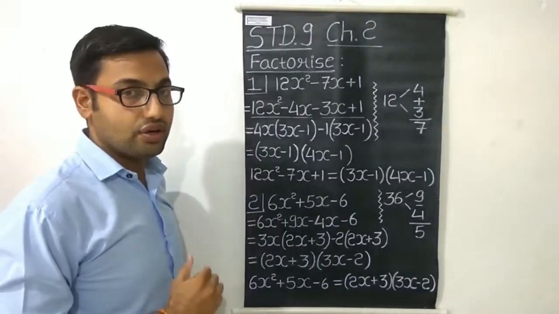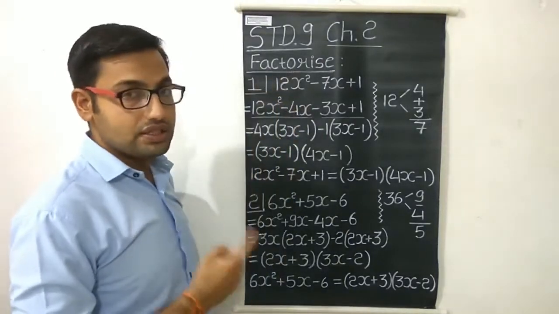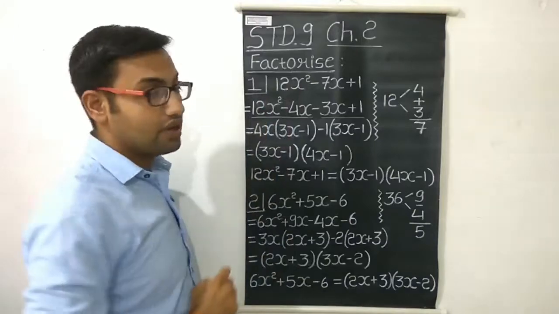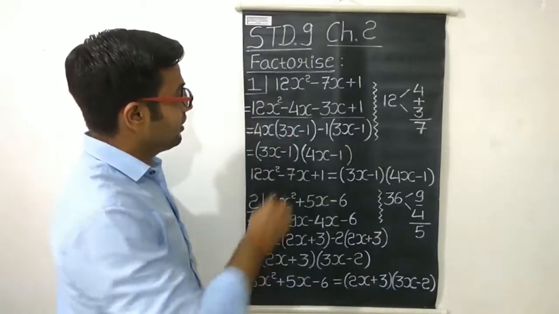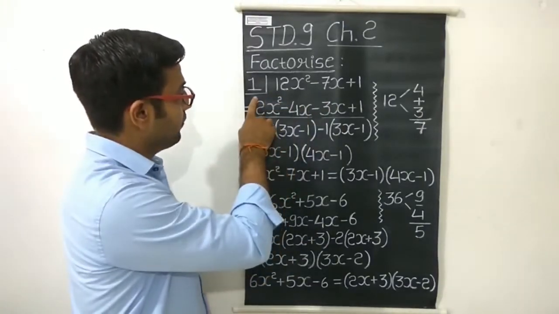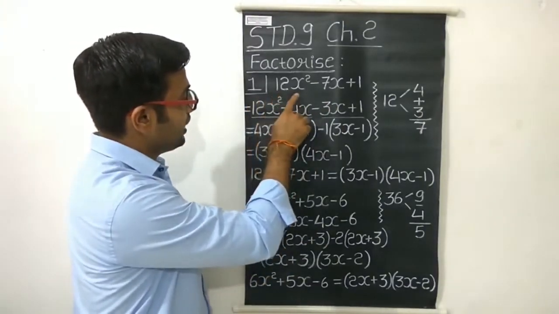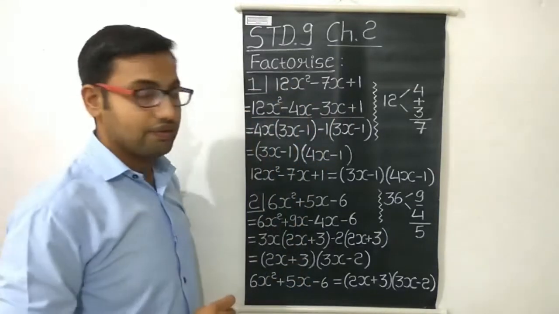Hello students, today we will study factorization. This is the topic of standard 9, chapter number 2, polynomials. Whenever there are three terms, see, the first example that we have taken is 12x square minus 7x plus 1. We want to factorize this polynomial.